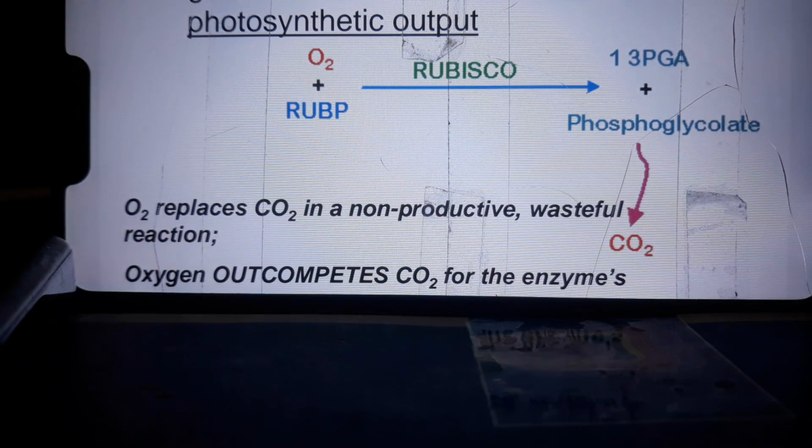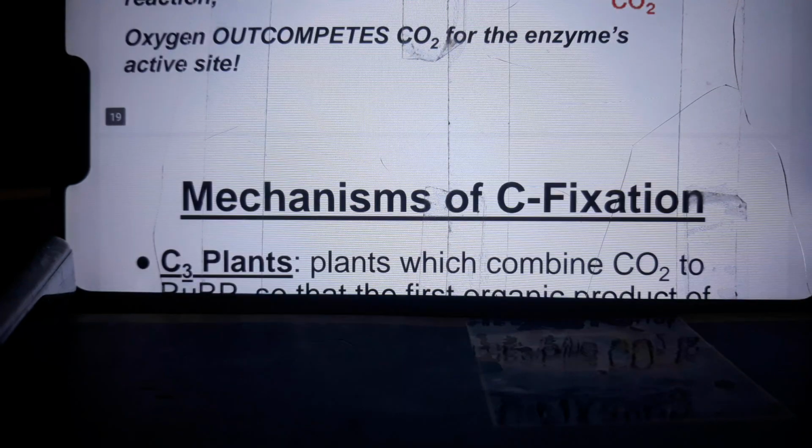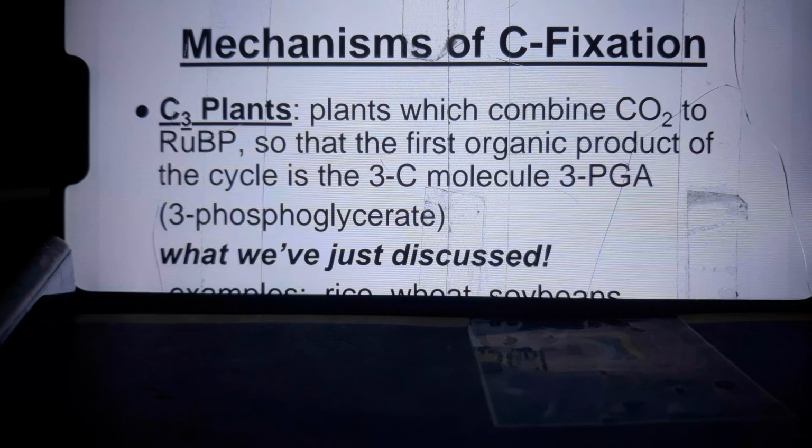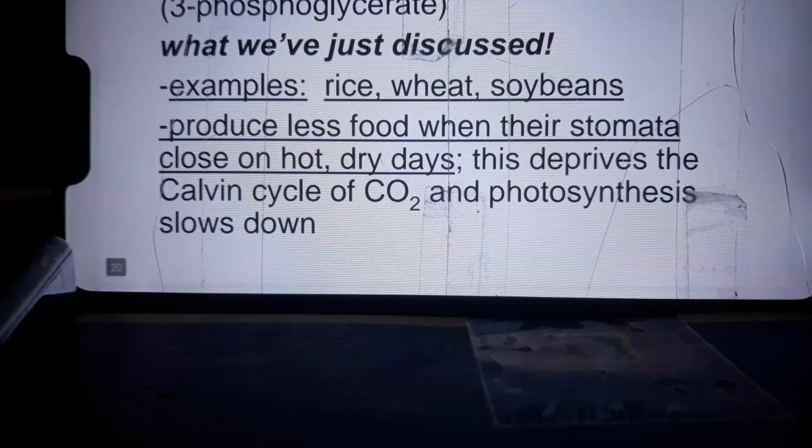With oxygen plus RuBP, in the presence of Rubisco, we have 3-PGA plus phosphoglycolate. The oxygen replaces carbon dioxide in a non-productive, wasteful reaction. The oxygen outcompetes carbon dioxide for the enzyme's active site. Mechanisms of carbon fixation: C3 plants combine CO2 with RuBP so that the first organic product of the cycle is a 3C molecule, 3-PGA or 3-phosphoglycerate. What we just discussed, right?